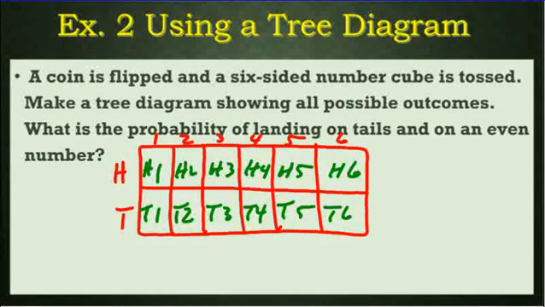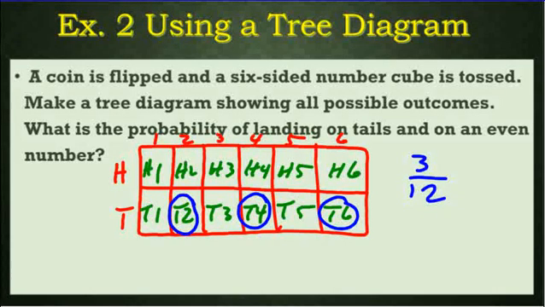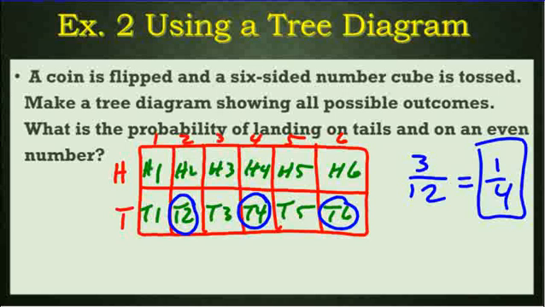So we want to know what is the probability of landing on tails and an even number. What I'm going to do is go to my chart and I'm going to circle all the ones that have tails and an even number. So tails and 2, tails and 4, tails and 6. So that is 3. And I have 2, 4, 6, 8, 10, 12 possible outcomes. Reduced would be 1 out of 4 chances. So you have 1 out of 4 chances of landing on tails and rolling an even number.